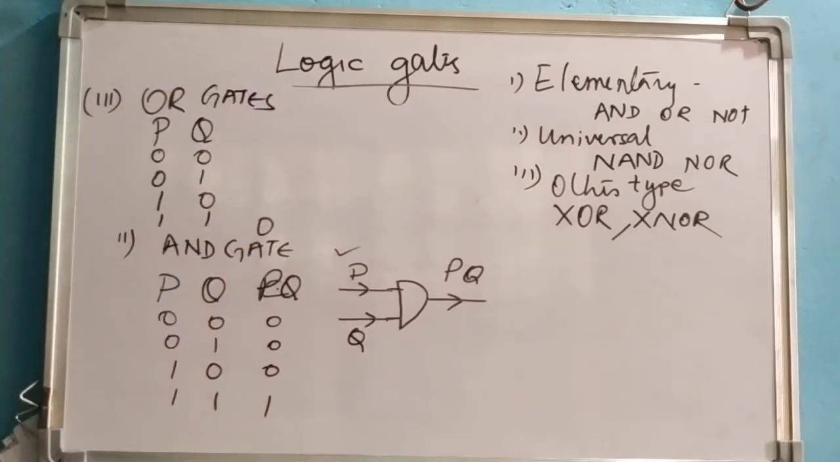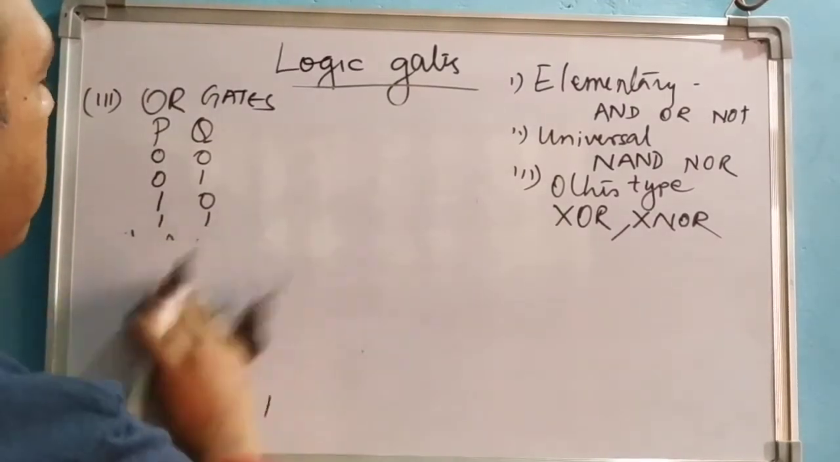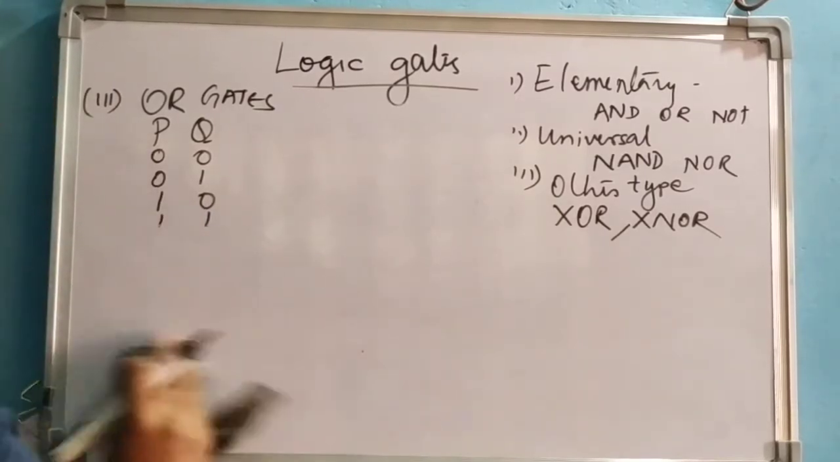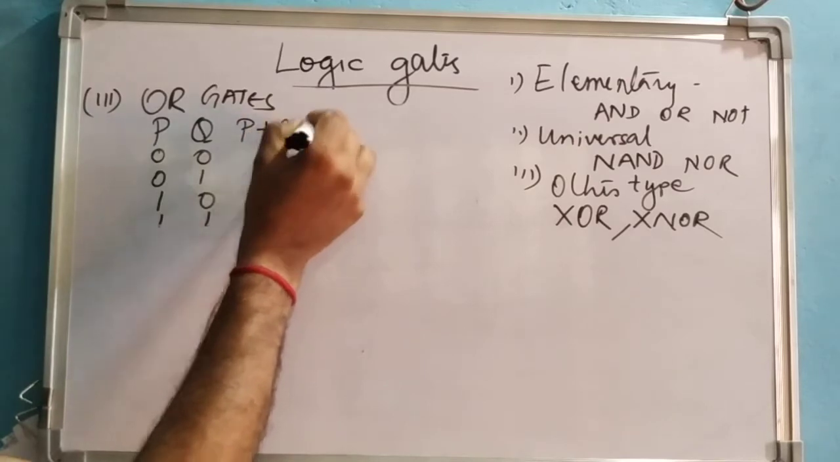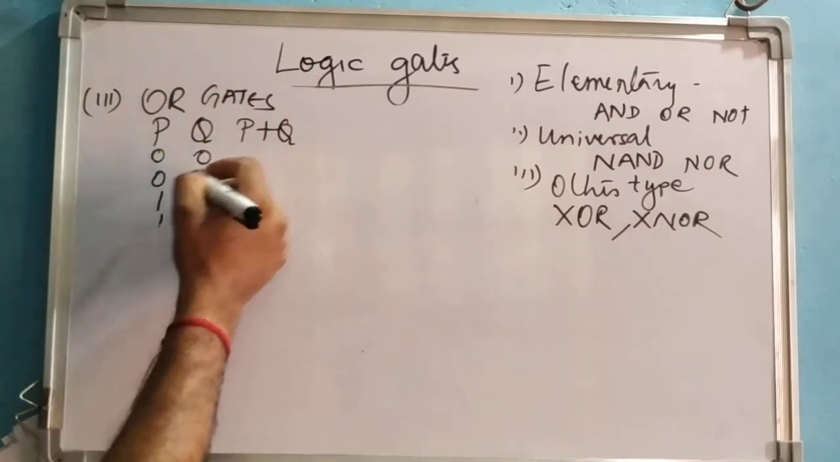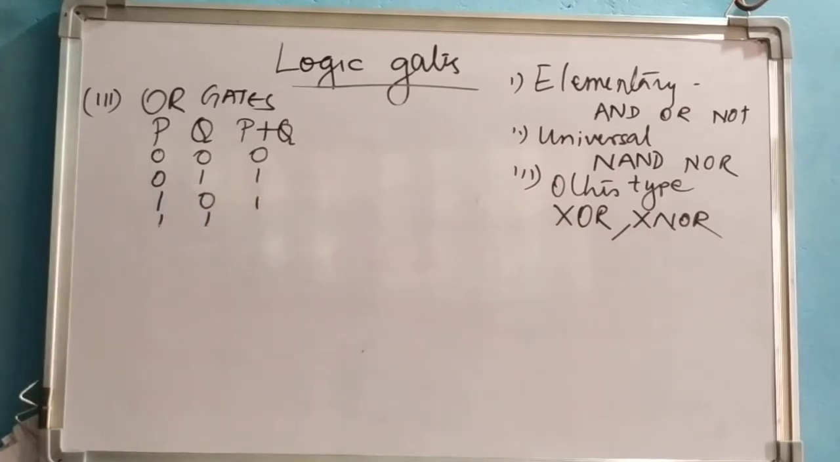Now, if I just have to draw this, the truth table for P OR Q, where the OR symbol is plus, P or Q. This will be 0, this will be 1, this will be 1, isn't it? This will be 1 and when both are true, this means 1. So this is the truth table of the OR.